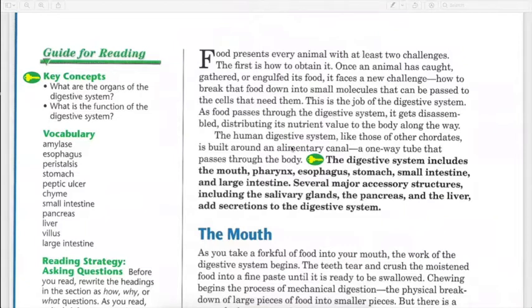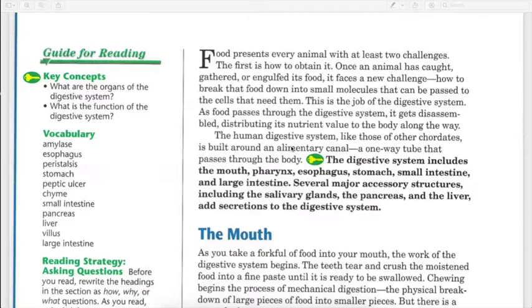Food presents every animal with at least two challenges. The first is how to obtain it. Once an animal has caught, gathered, or engulfed its food, it faces a new challenge: how to break that food down into small molecules that can be passed to the cells that need them. This is the job of the digestive system. As food passes through the digestive system, it gets disassembled, distributing its nutrient value to the body along the way.